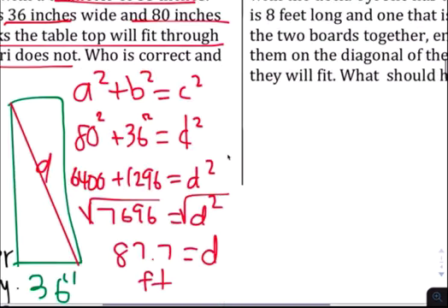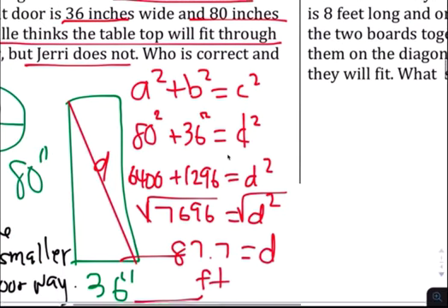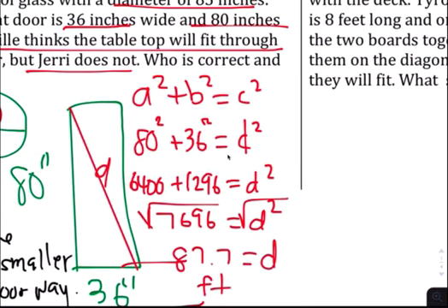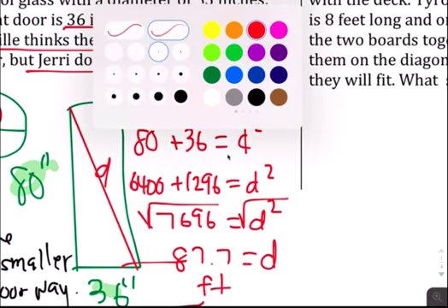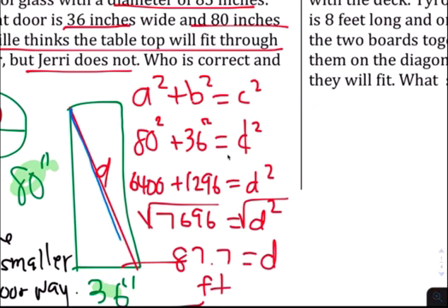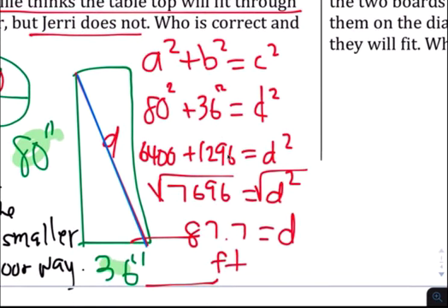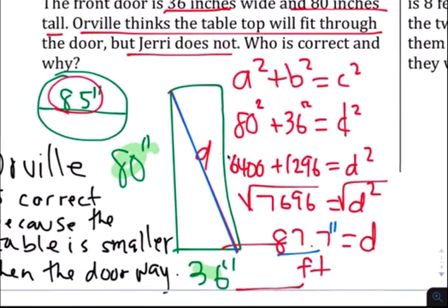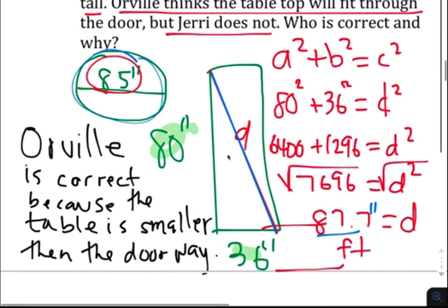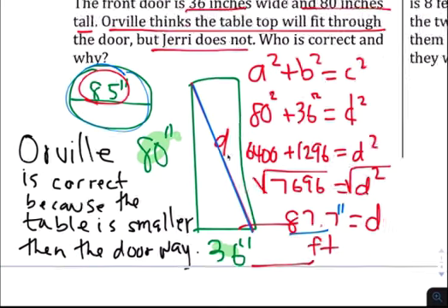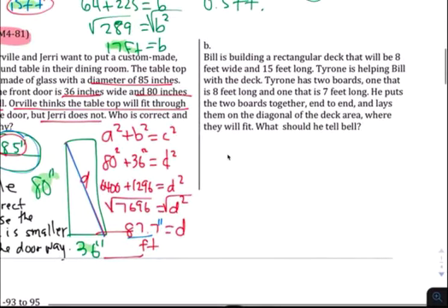So there's the doorway, 36 inches by 80 inches. For any table to fit in, we're using the diagonal piece going in. Turn it sideways. Sideways is the diagonal, or the hypotenuse. You do a squared and you get that they can fit up to 87.7 inches. So an 85 inch table will fit in. Therefore Orville is correct because the table is smaller than the doorway sideways. Okay, B.